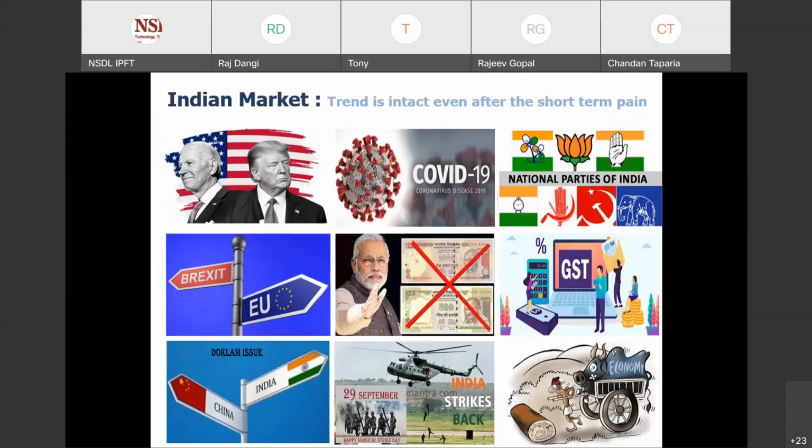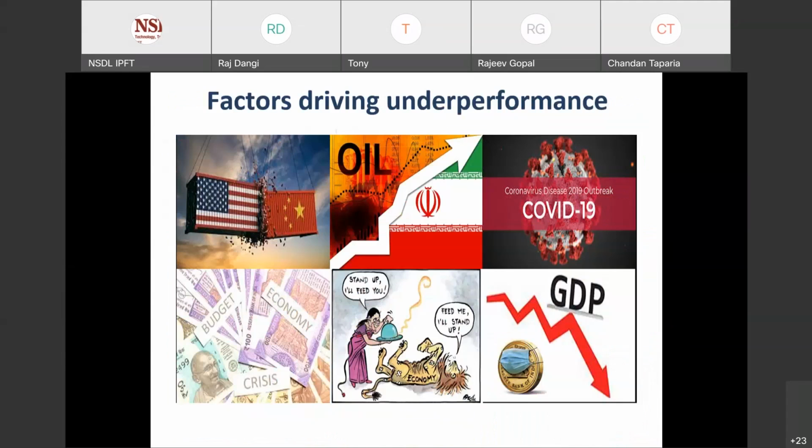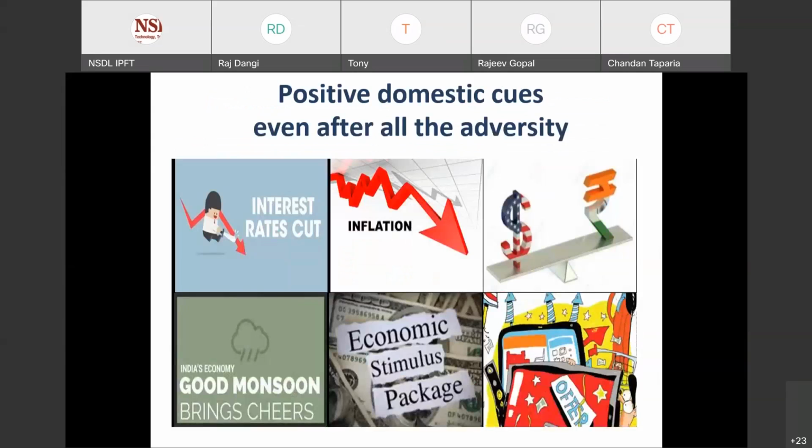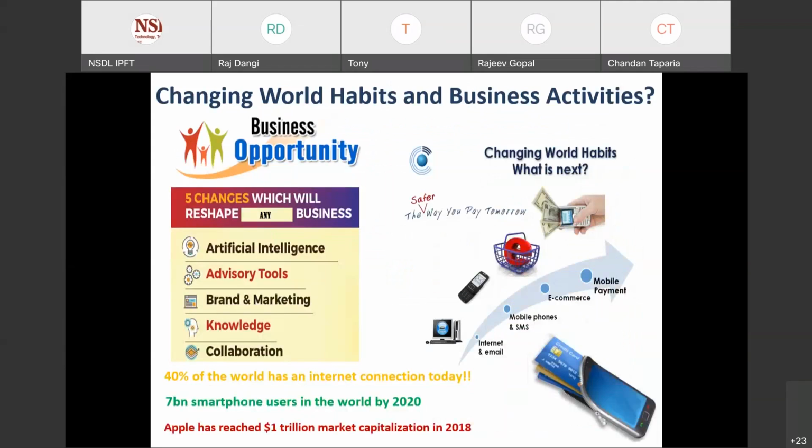You need to focus on where to invest, which companies to invest in. The market is on its way. Factors which are underperforming: GDP, oil prices, COVID, right? Factors which are positive: comparatively okay inflation, lower interest rates, stimulus package, comparatively stable currencies, right?